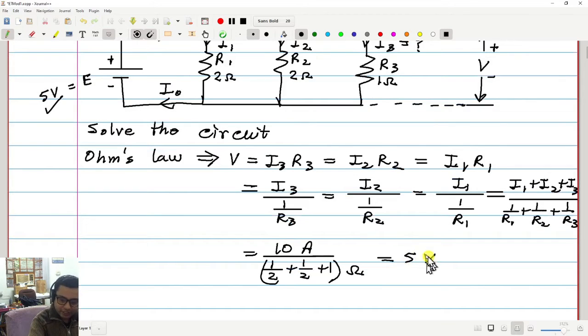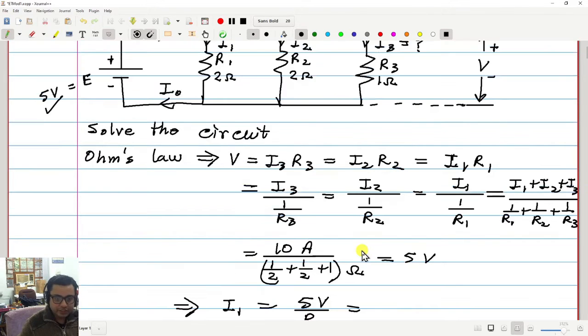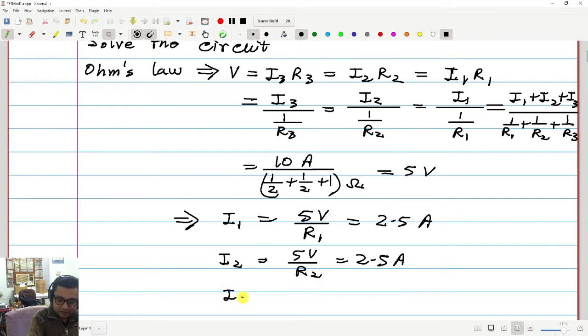Now once you know this voltage is 5 volt, you can find out how much I1, I2 and I3 are. I1 R1 is equal to 5 volt, so I1 is 5 volt divided by R1, and R1 is 2 ohm, so this is 2.5 ampere. In the same way, you will get I2 as 5 volt by R2, 2.5 ampere, and I3 will be 5 volt by R3, which is 1, so it will be 5 ampere.